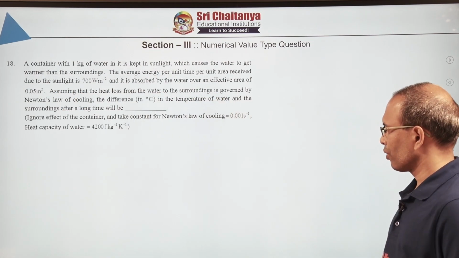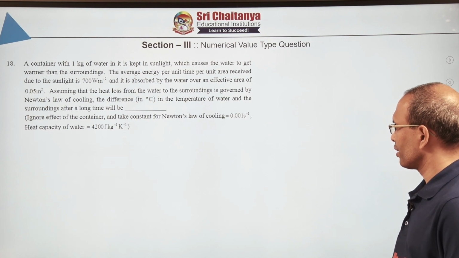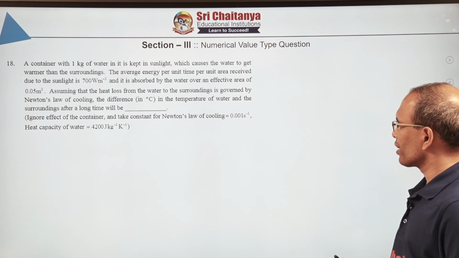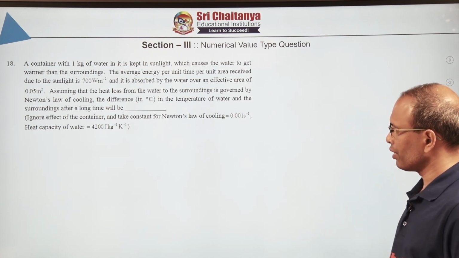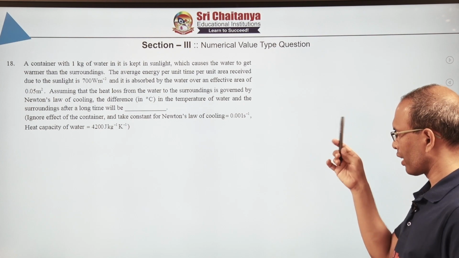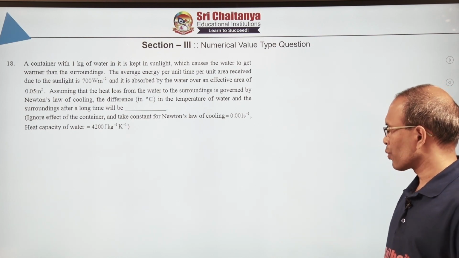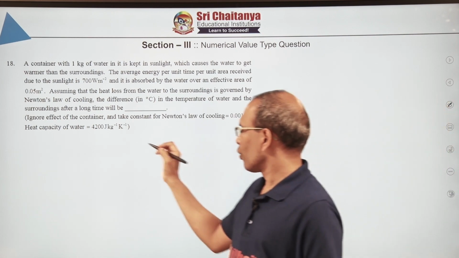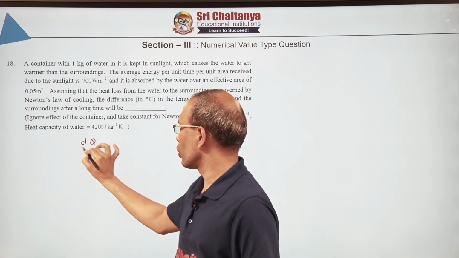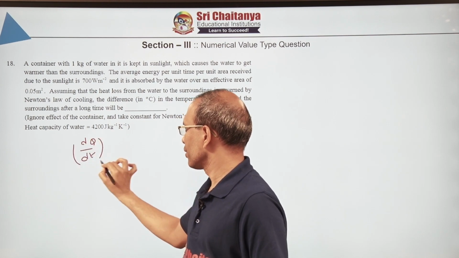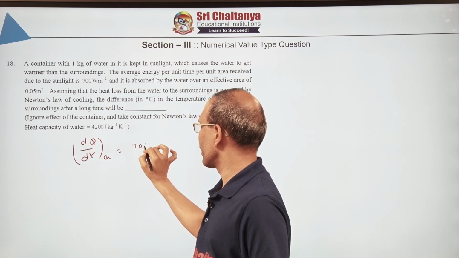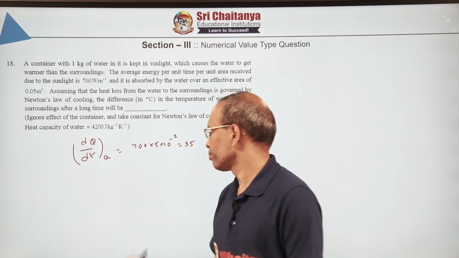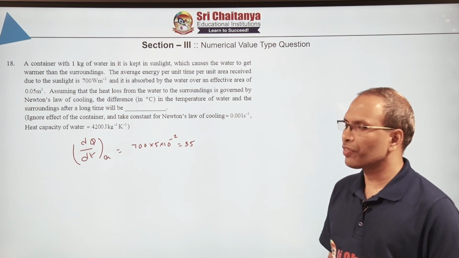Okay, now let us see the last question. A container with 1 kg of water is kept in sunlight, which causes the water to get warmer than the surroundings. The average energy per unit time per unit area received due to sunlight is 700 watt per meter square, and it is absorbed over an effective area of 0.05 meter square. So the rate at which heat is absorbed by the water is 700 into 5 into 10 power minus 2, which is 35. So this is the rate at which it is absorbed.